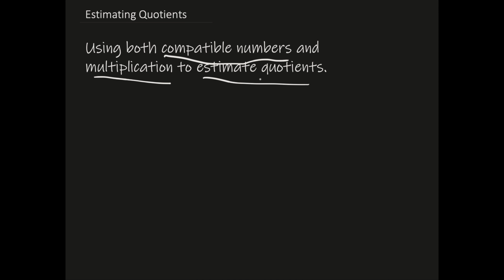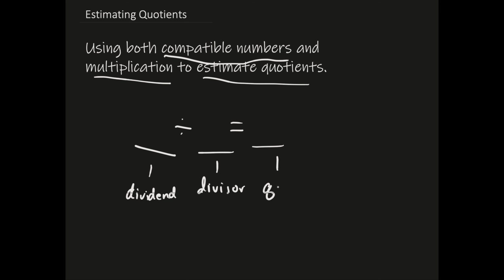And estimating quotients is... Okay, so now we know what an estimate is. And quotient is the total of a division problem. Okay, so there's 3 parts to a division problem, right? This is a division problem with all of them as variables. The first one is called a dividend. The second one is called a divisor. And the third one is called a quotient.